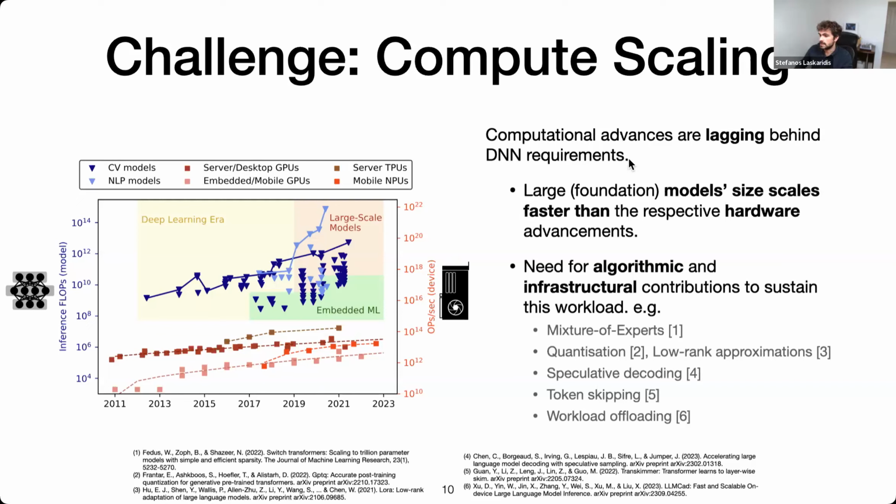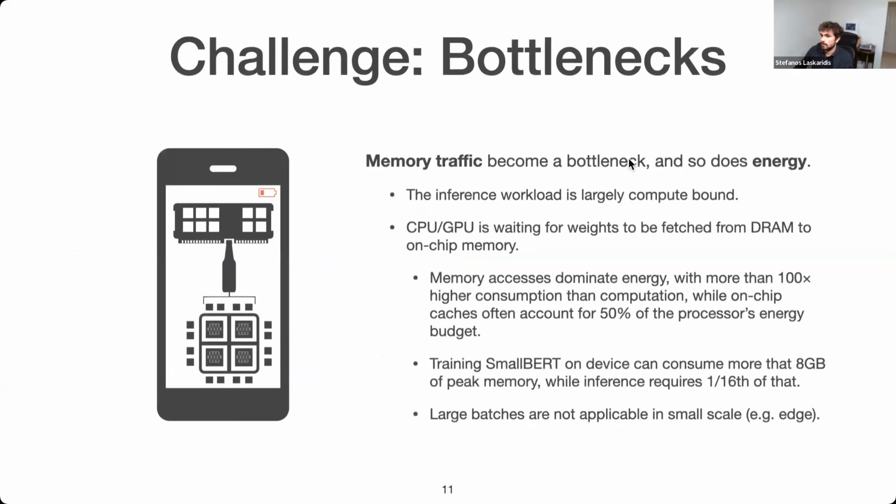Examples of such techniques include mixture of experts, quantization and low rank approximations for effectively dropping the memory requirements for these models for inference over training. We have speculative decoding or token skipping that are more specific to LLM use cases, or we have started seeing workload offloading use cases for effectively using remote resources in order to be able to run these workloads. Right.